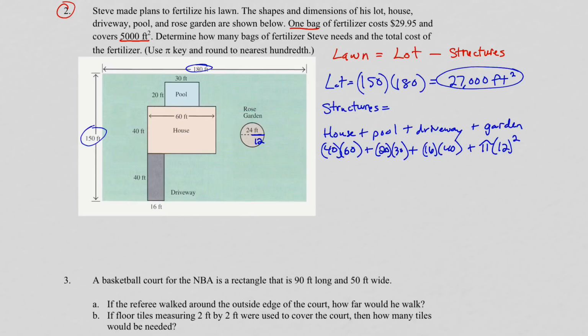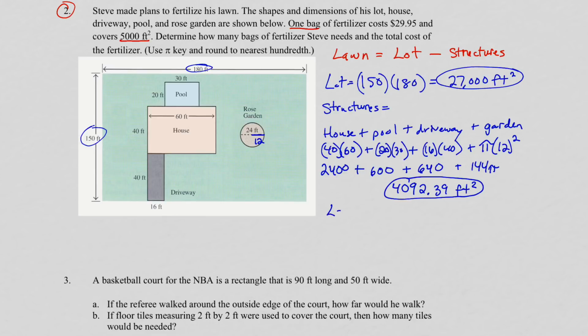Okay, so we're going to get 2400 plus 600 plus 640. Okay, so we put all this together here, and including the pi and all that, the calculator takes care of all that business. And here's our structures. So now we're going to go ahead and do the difference between those two.